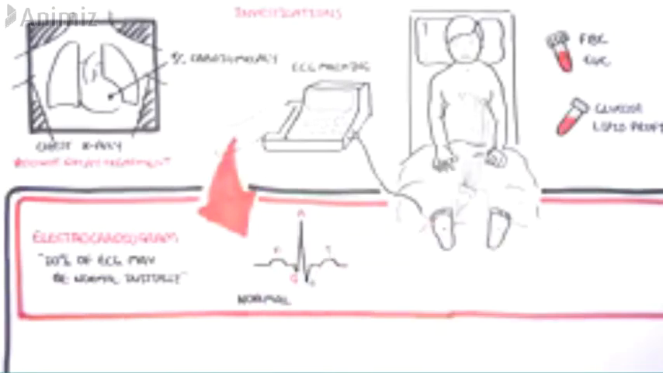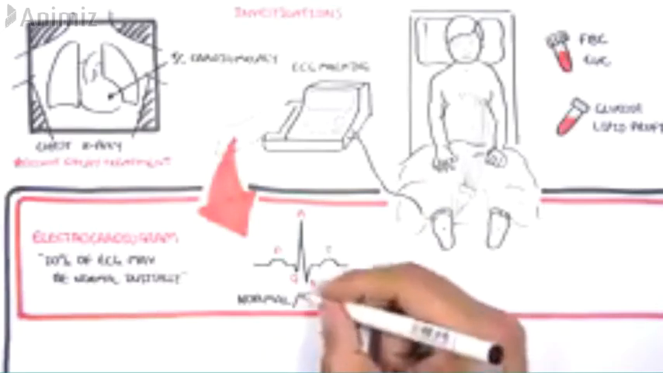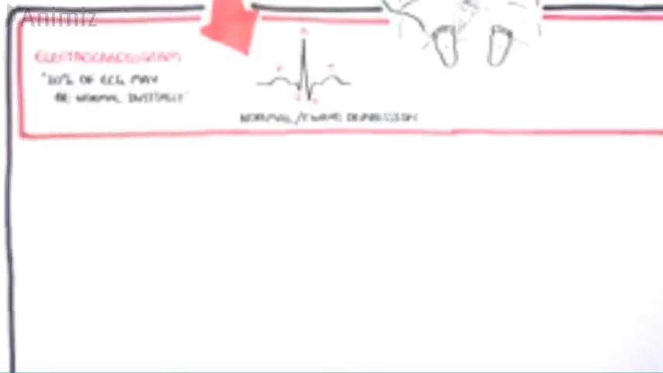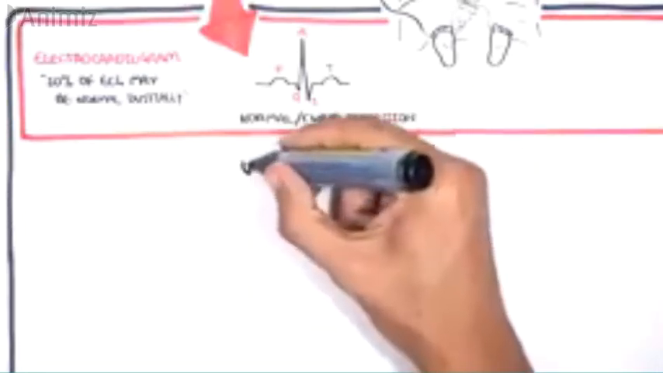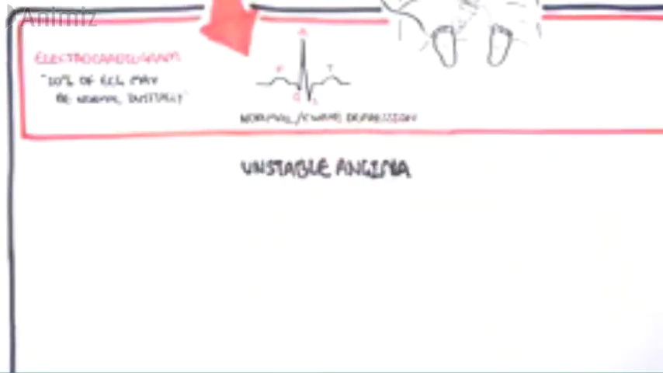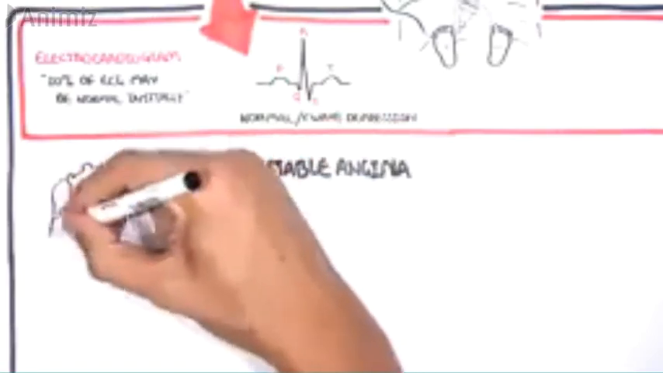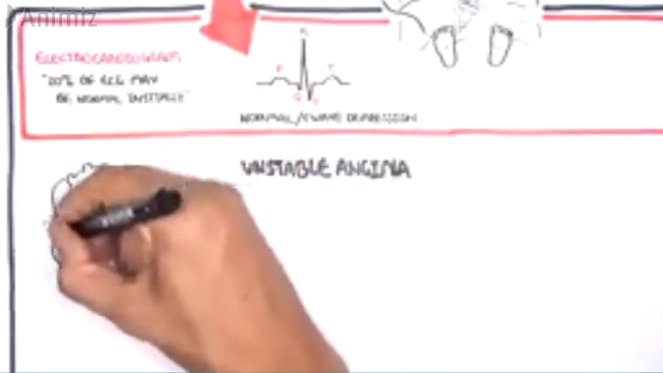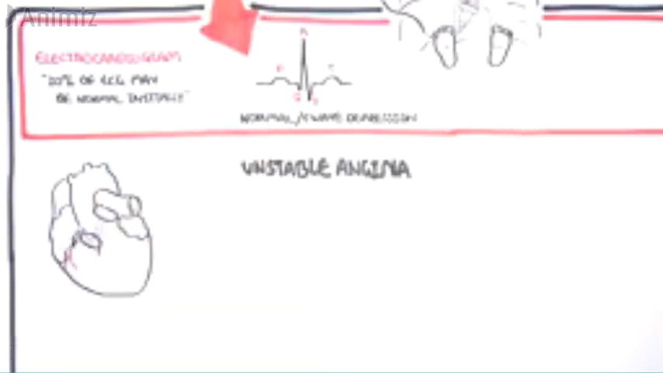In unstable angina, you don't usually see any ECG changes. It is usually normal, or you can see a T wave inversion, so a dipping of the T wave. To understand the pathophysiology of unstable angina, as well as the other acute coronary syndromes, let us just recap the coronary arteries and the heart, the ventricles here.